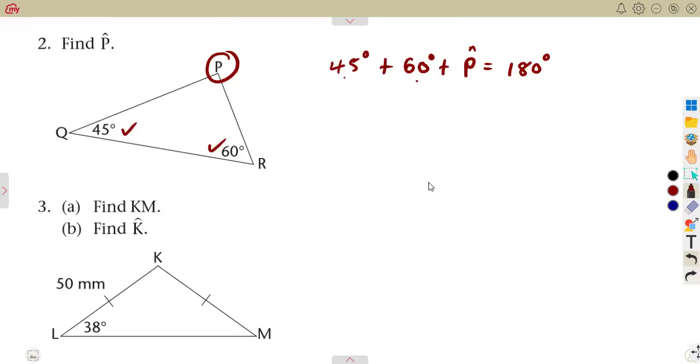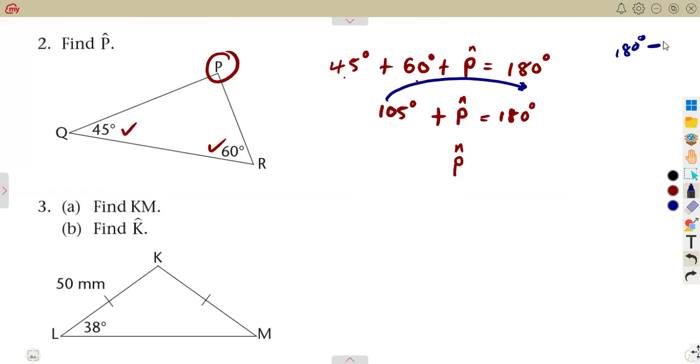You can add these two, just like the previous case, 45 plus 60 degrees, which is going to be 105 degrees. So 105 plus angle P is equal to 180 degrees. To find angle P, you're still going to do just like the previous case. You take this to the other side, so it is going to be 180 minus 105. We have to subtract that from 180 degrees, which gives us 75 degrees. 180 minus 105 is a difference of 75 degrees. So that's our angle P.